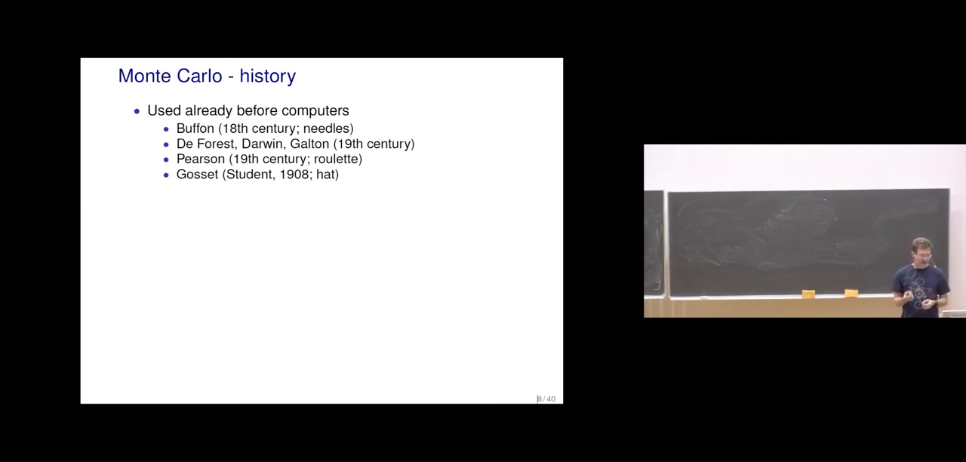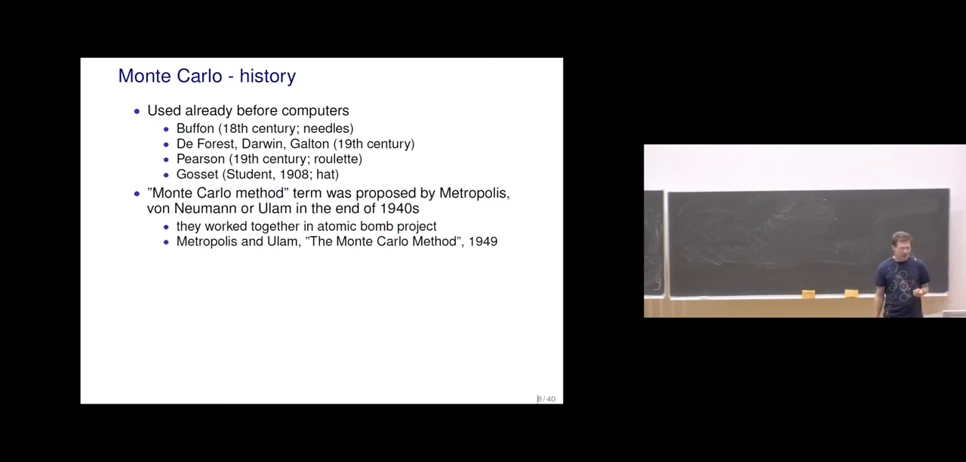I did mention last week that William Gosset used pieces of paper and drew from a hat, a small number of observations, to study how the mean of small observations has wider tails than Gaussian.